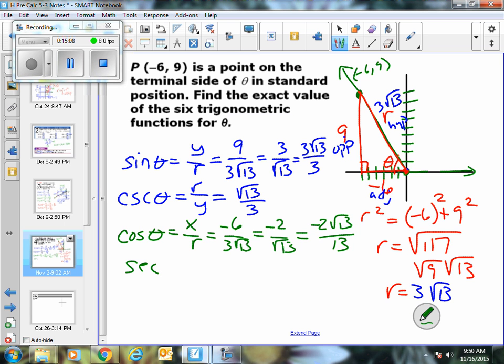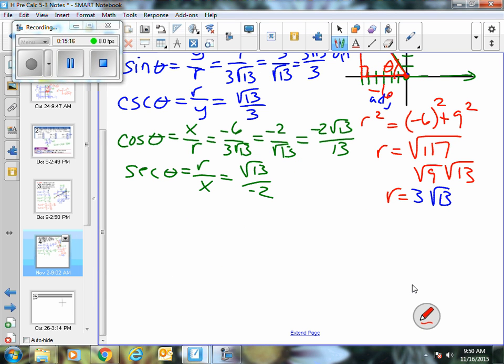So that means secant would be r over x. Flip the middle one again, so much easier. Don't flip one that you've already rationalized. That's a lot of extra work. And then tangent. So tangent would be y over x. So in this triangle, that would be 9 over negative 6. So 3 over negative 2.